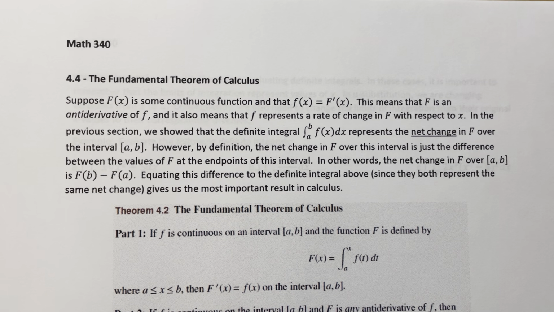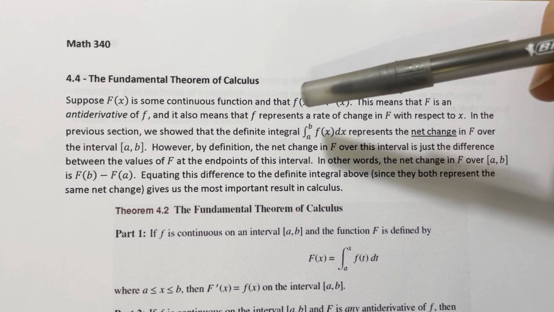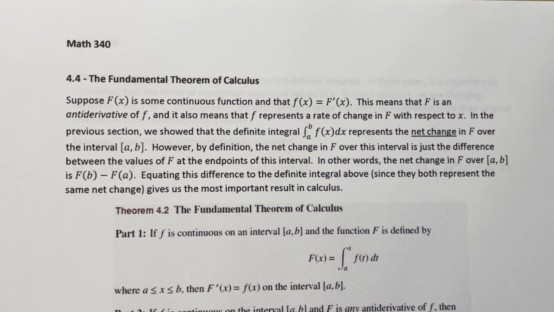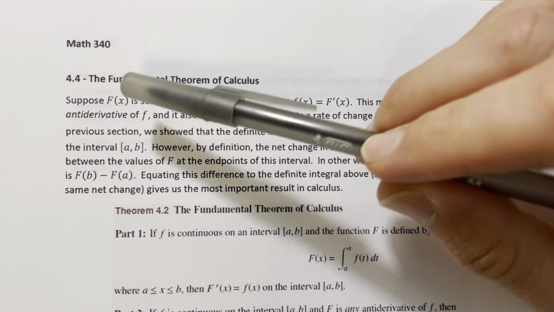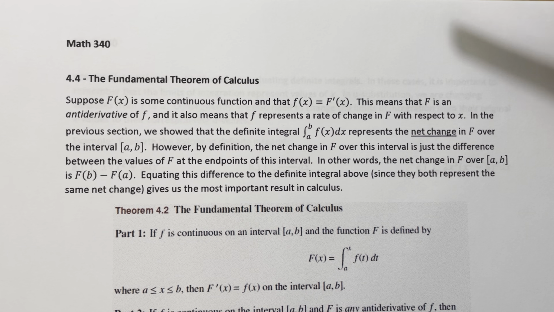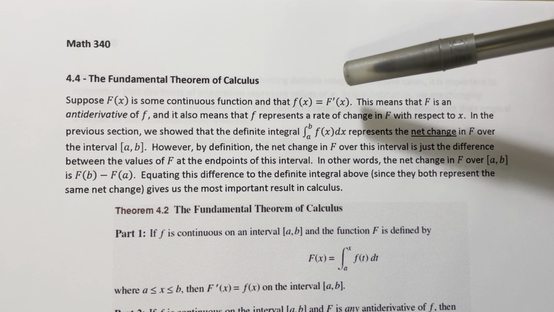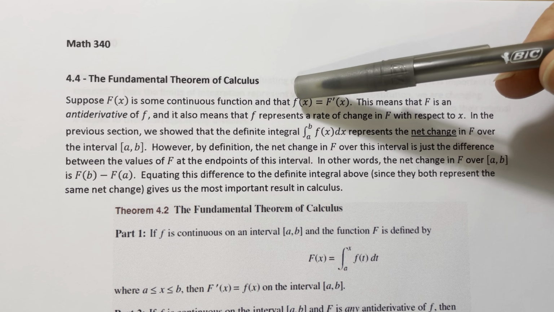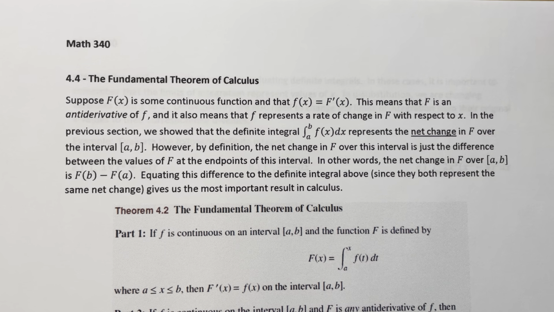So to lead us into this, let's suppose that capital F of x is some continuous function, and let's also suppose that little f of x is the derivative of big F of x. This tells us two things. One, it means that capital F is an antiderivative for little f, and it also means that little f can be interpreted as the rate of change in capital F with respect to x. Remember, if little f is the derivative of big F, we interpret derivatives as rates of change in a function, right?